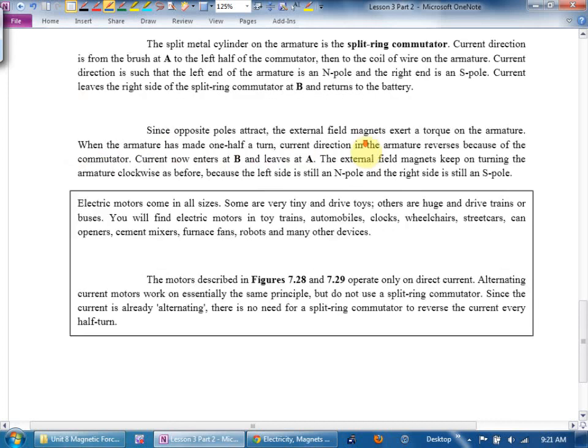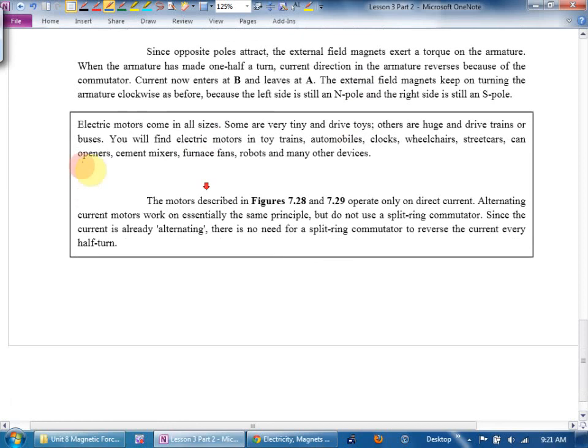Electric motors come in all sizes. Some are very tiny and drive toys. Others are huge and drive trains or buses. But this is how every single electric motor works. You will find electric motors in toy trains, automobiles, clocks, wheelchairs, streetcars, can openers, cement mixers, furnace fans, robots, and, well, pretty much anything that has something that rotates, which is lots of things.